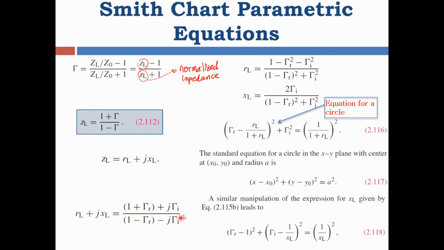Now, do you know how to separate the real and imaginary parts? Because your calculator is not going to do that, and at some point you have to do it yourself. Do you know how to separate the real part and imaginary part of a rational expression like this?